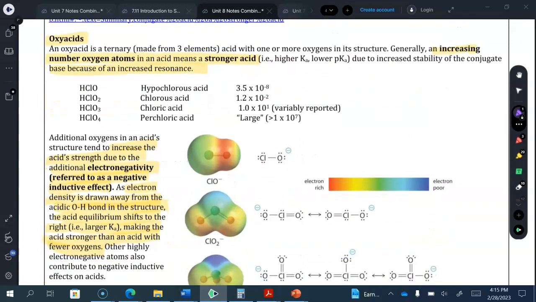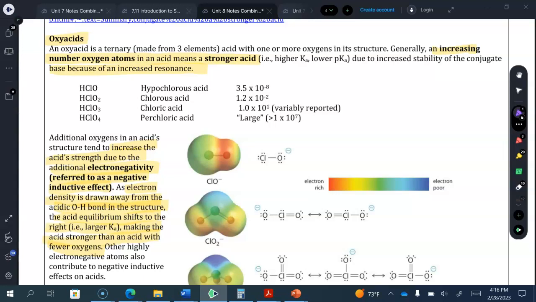Oxyacids. An oxyacid is a ternary acid, made from 3 elements, with one or more oxygens in its structure. Generally, an increasing number of oxygen atoms in an acid means that it is a stronger acid, thus a higher Ka and a lower pKa, due to the increased stability of the conjugate base because of an increase in resonance.